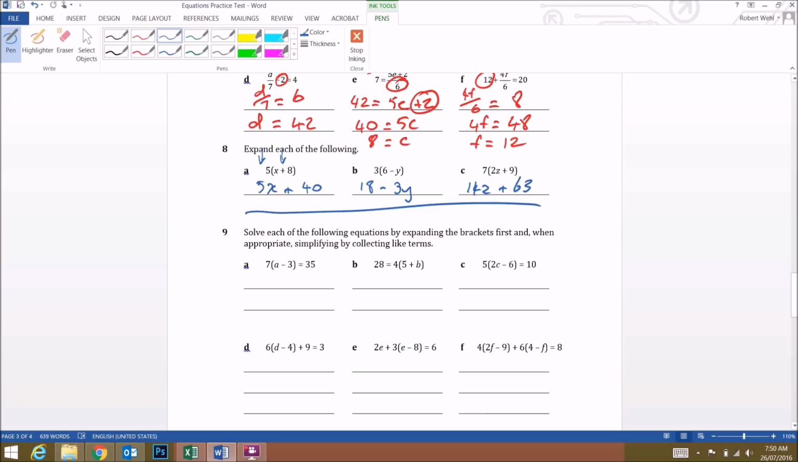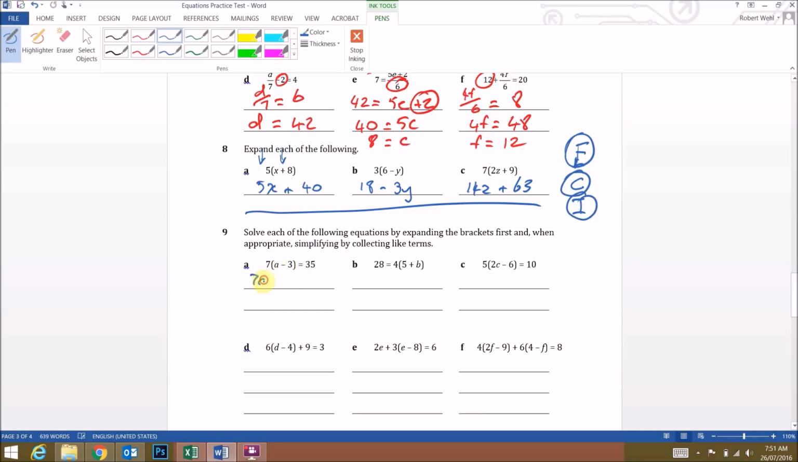Here, now I need to expand the brackets and I need to solve the equation. Now remember, when we're following our order for how we solve equations, we need to expand, collect, and isolate. So we need to expand our brackets, that's the first thing. Then we need to collect any like terms, and then we need to isolate our variable. So here, let's expand our brackets first.